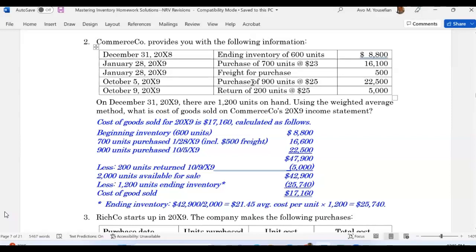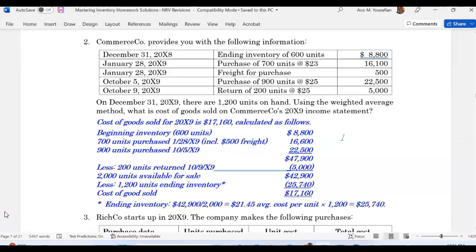October 5th, in 2019, we purchased again 900 units at different price. And in October 9th, we returned 200 units which we purchased in here. Okay, so we have a beginning and then we purchased and returns few times. On December 31st of 2019, there are 1,200 units on hand. So that's end inventory. Because of physical count, we know that's how many units are left. Using the weighted average method, what is the cost of goods sold on company's 2019 income statement?